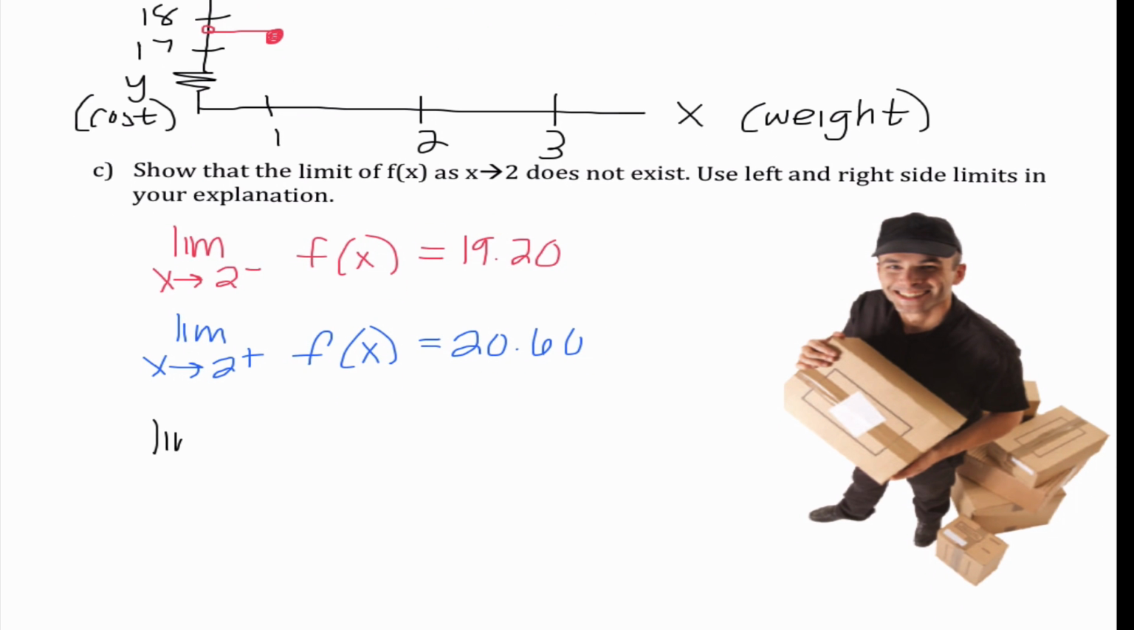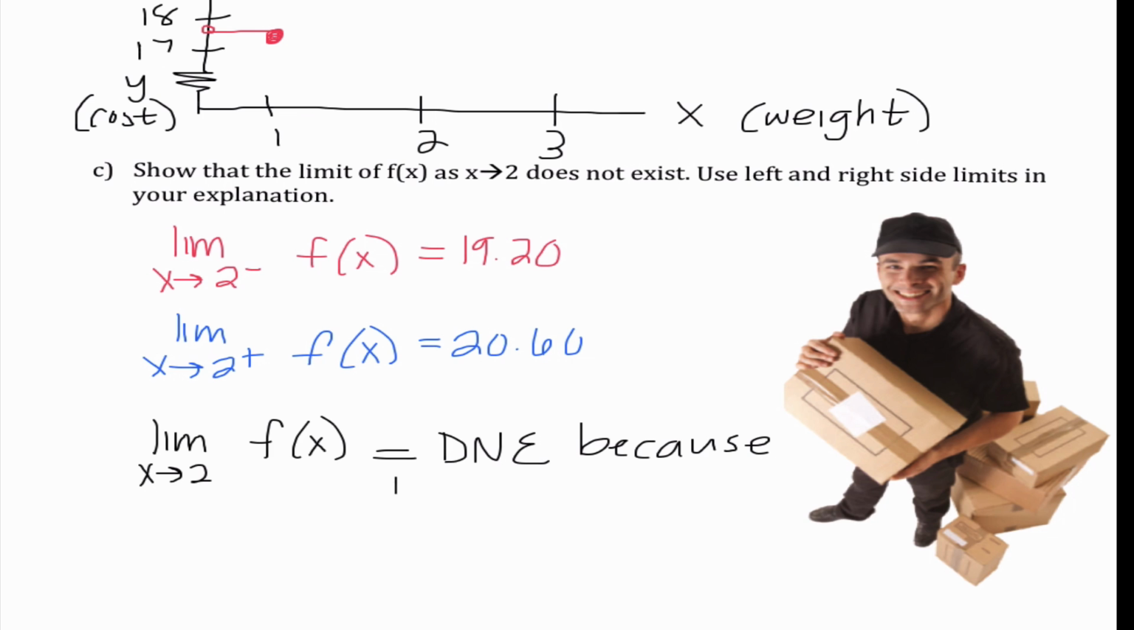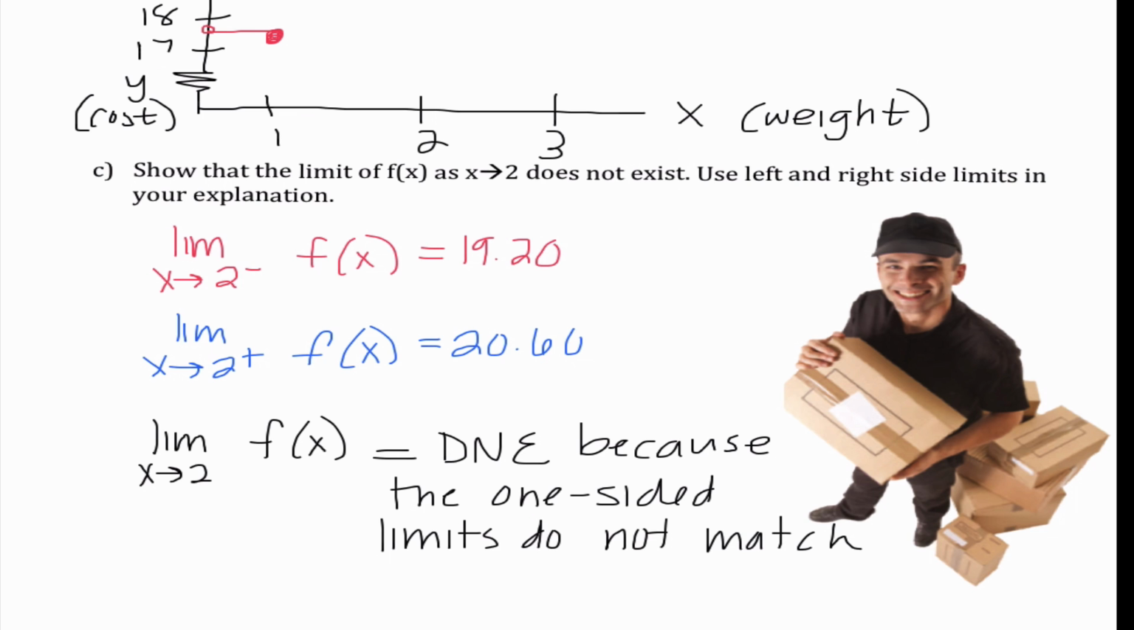So we would say the limit of f of x as x approaches 2 does not exist, because the one-sided limits do not match. And that would be our final answer.